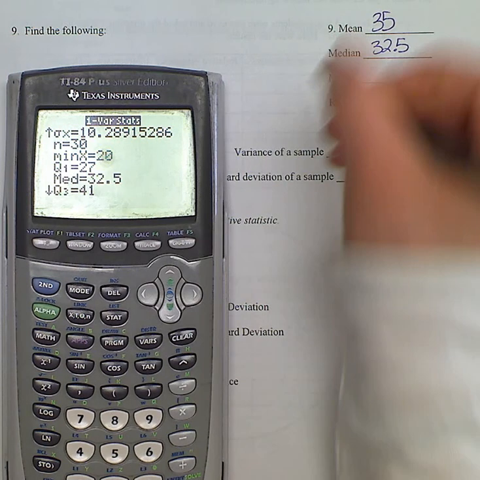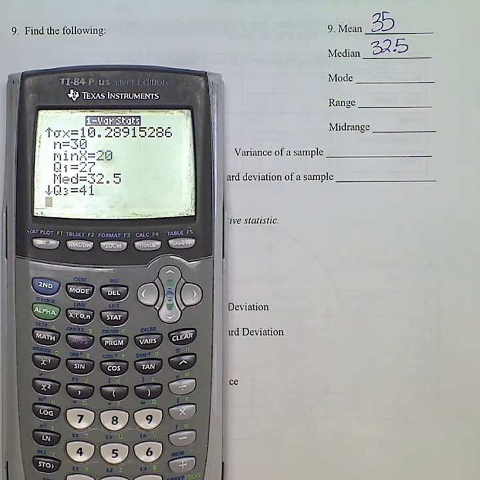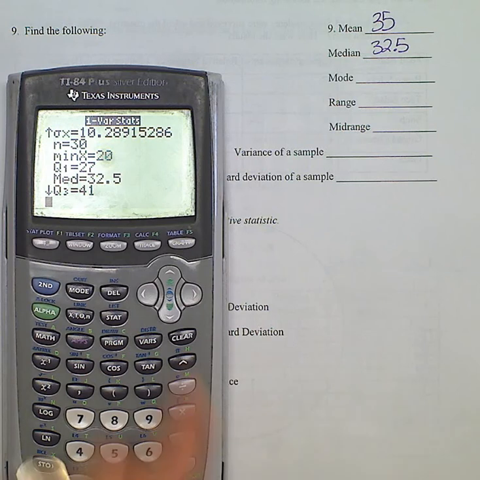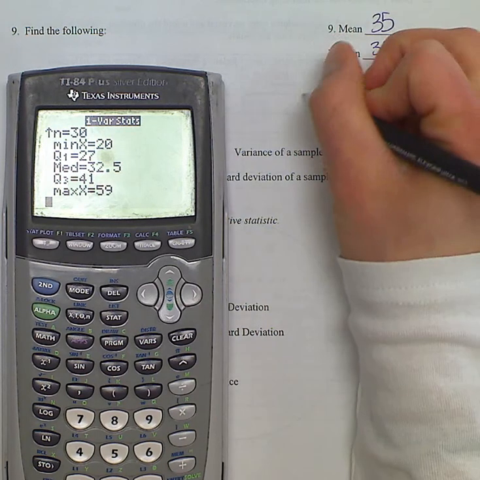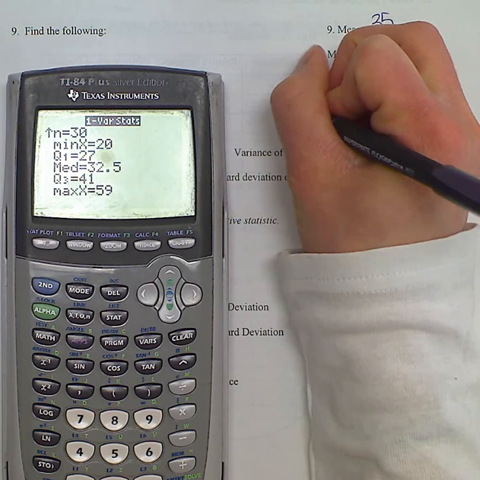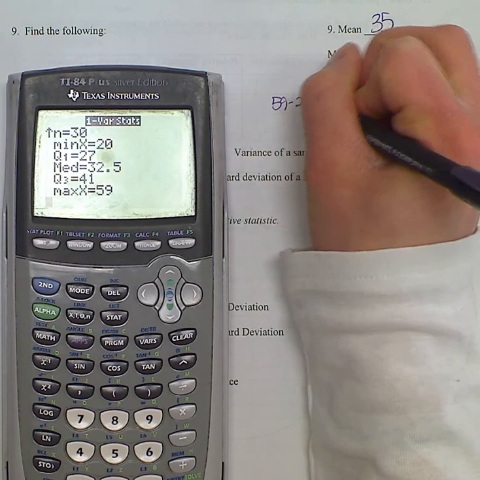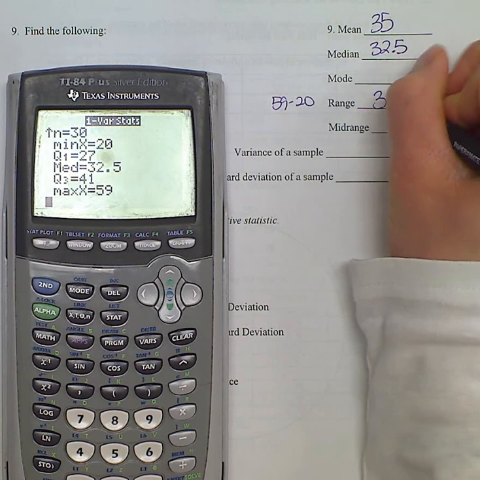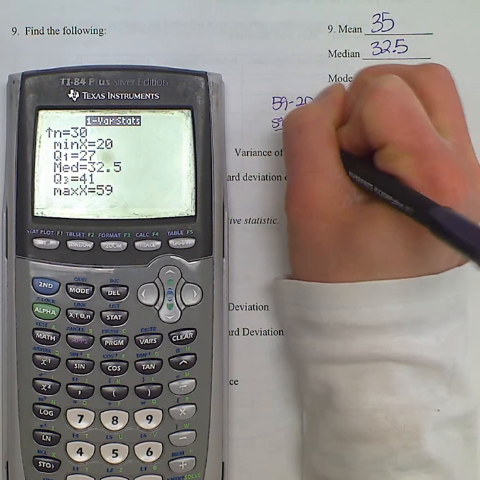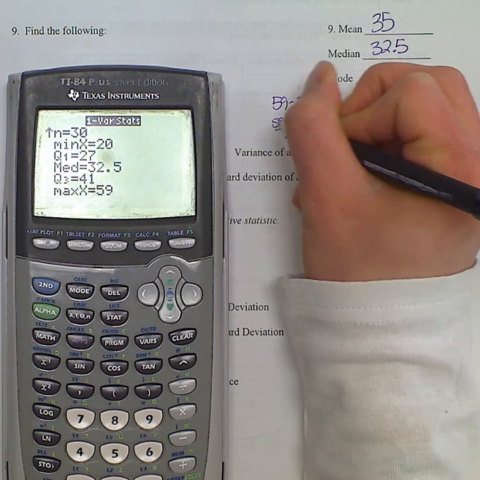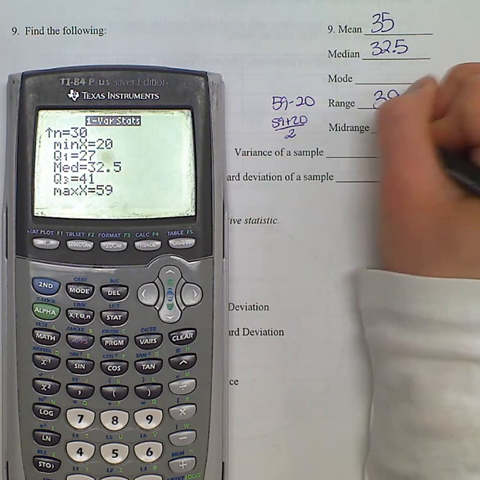The range. Remember that your range is your maximum minus your minimum. So my maximum was 59. Our minimum is 20. So our range is 39. Mid-range is your maximum plus your minimum divided by 2. So 59 plus 20 divided by 2 is 39.5.